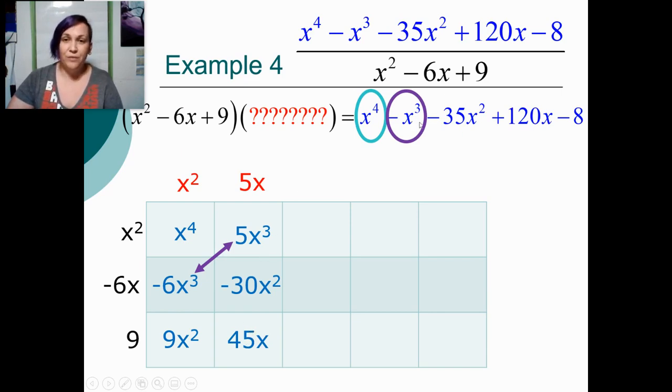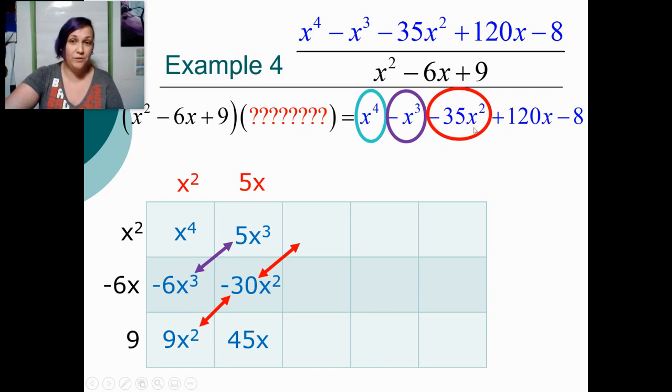Okay, next in my row is x squared. Now, x squared, the diagonal is a little bit longer. So it includes these 2 that are already there, and then plus this 3rd one now too. So you do want to go all the way across from one corner to the other on the box. Okay. Now, these 3 boxes combined together need to equal -35x squared.